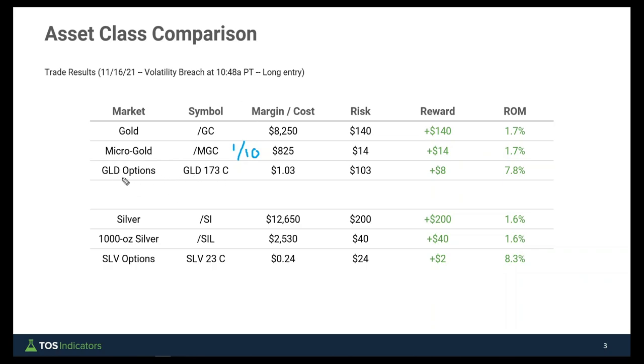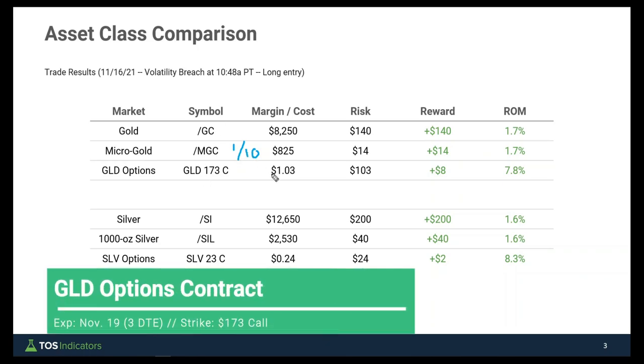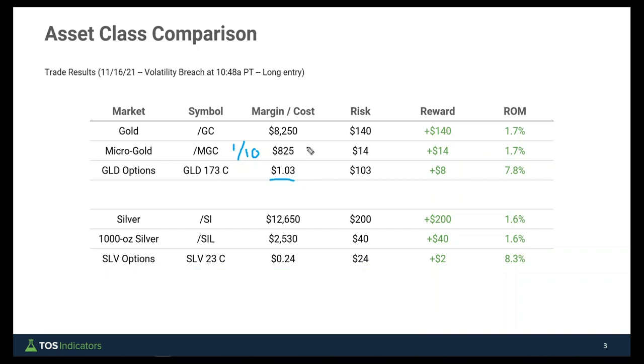Now, moving on next, we have GLD options. The 173 calls expiring 3 days from now were the ones that we used for this experiment, and the cost of those options was $1.03 at the time of the entry. So your total risk there, 100% of that contract, given it expires in 3 days, so $103.